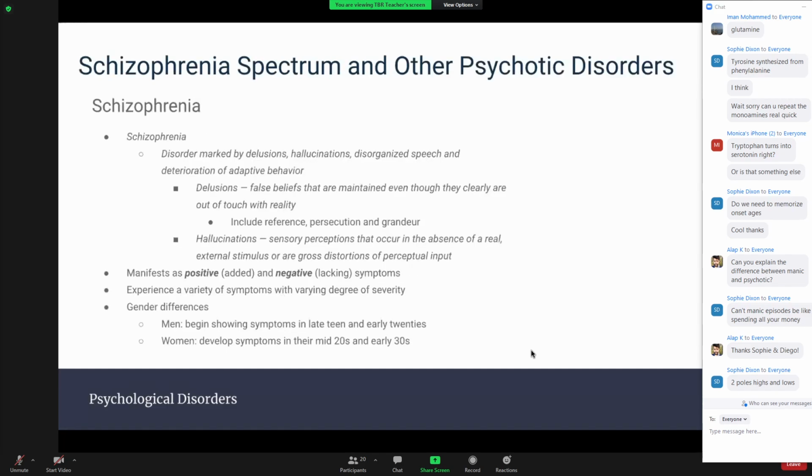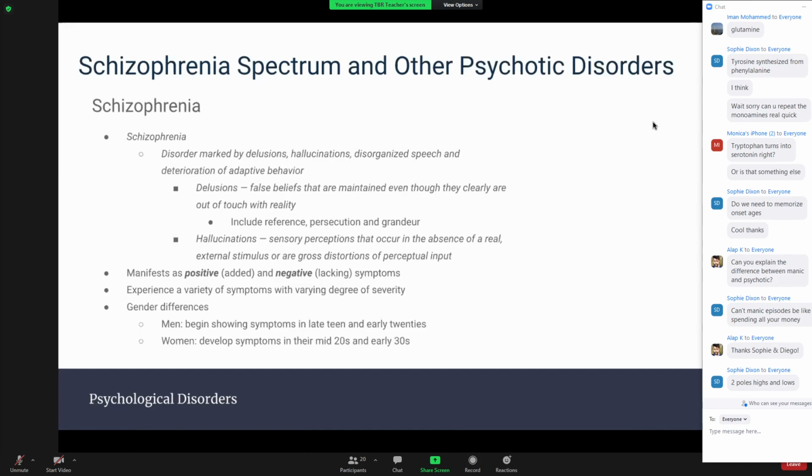Now we're going to talk about schizophrenia, which is yet another class of disorders that I think pop culture has given us lots of images of, but many of them might be right and many of them might be wrong. So it's important to go through the definitions so that you can parse out where your thought process is correct and isn't. So this category of disorder is marked by delusions, hallucinations, disorganized speech, and maladaptive behavior. The delusions is an important part of schizophrenia, which is the false beliefs that are maintained that are out of touch with reality. So the clear examples that you see for this is going to be the reference, the persecution, and the grandeur.